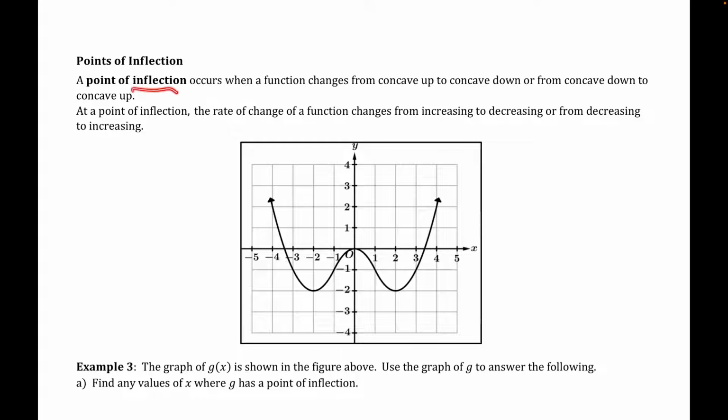A point of inflection occurs when a function changes from concave up to concave down, or from concave down to concave up. At a point of inflection, the rate of change of a function changes from increasing to decreasing. Because again, we swap out the words.